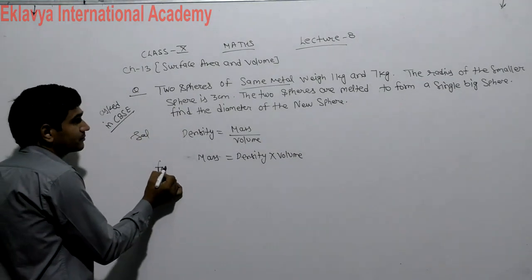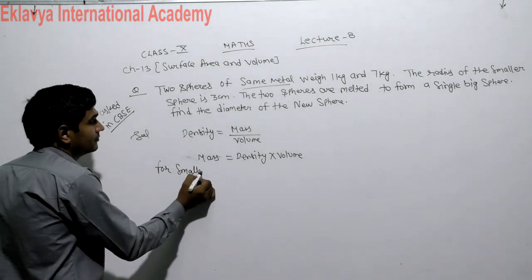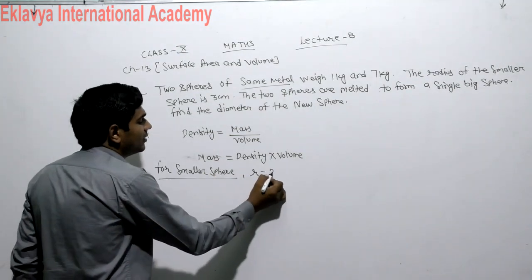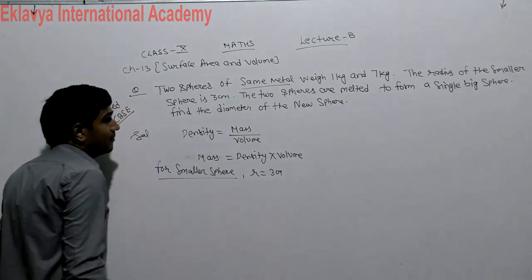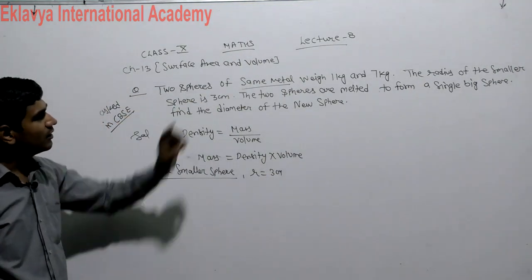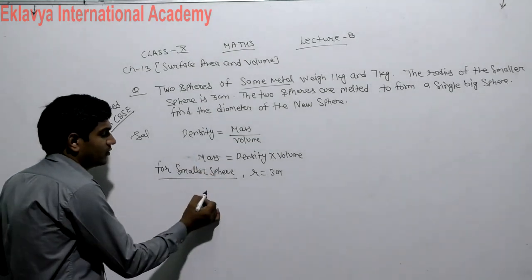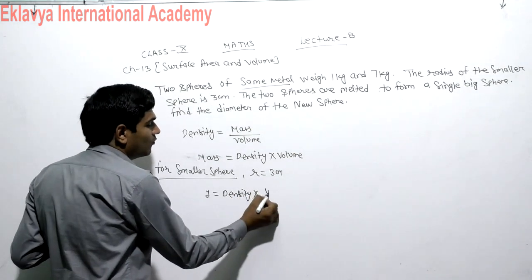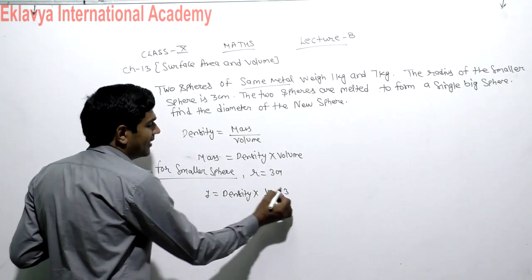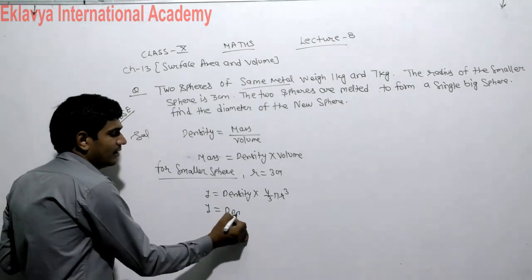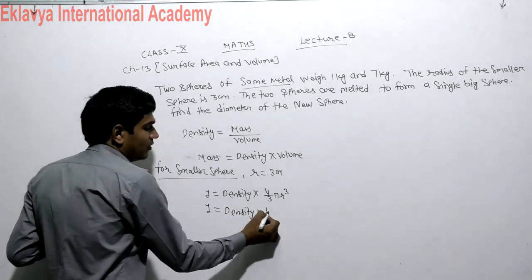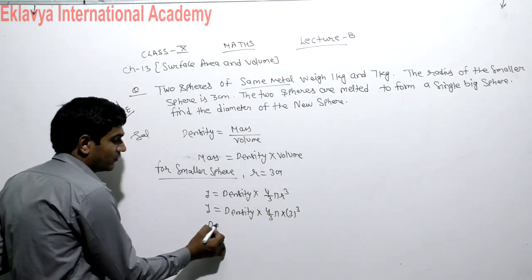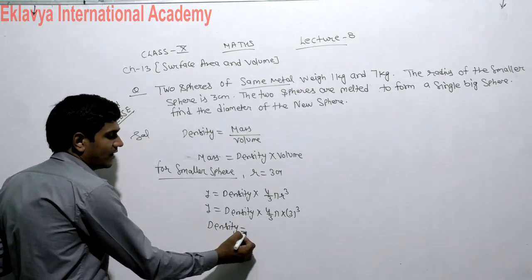So for the smaller sphere, the radius is given to you as 3 centimeter and the mass is given as 1 kg. So for the small sphere, put 1 is equal to density multiplied by the volume. Volume of sphere is 4 upon 3 pi r cube. 1 equals density multiplied by 4 upon 3 pi 3 power 3. Now simplify.